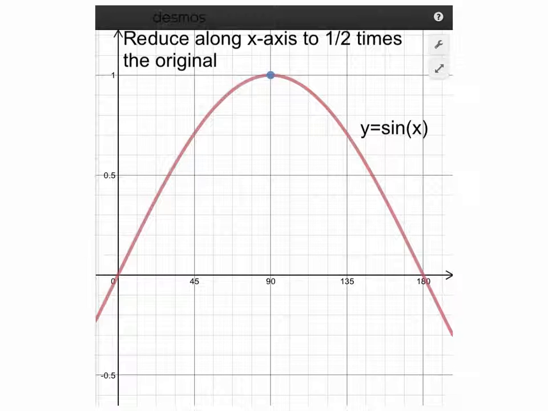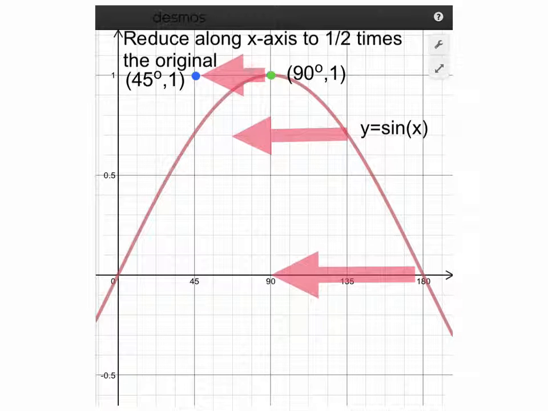Lastly, I'm going to reduce the graph of y equals sine x along the x-axis to 1/2 times the original. For convenience, let's look at the point (90°, 1). The y-coordinate will remain constant, but the x-coordinate will be reduced to half, so the image of the point will be (45°, 1). For any other points on the graph, the x-coordinate will also be reduced to half, so the graph will look like this.